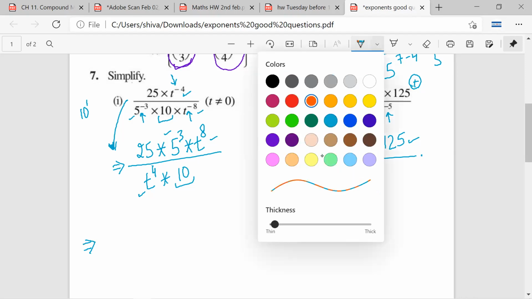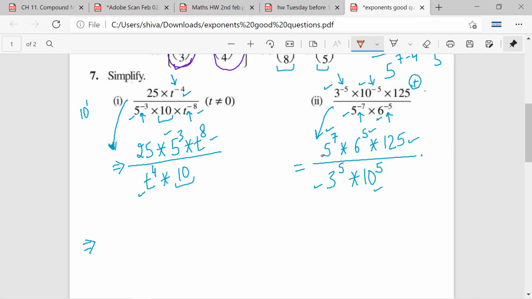So, after doing that, you can do the next step. Is this step okay? Yes. Aishwarya ji, is it okay? Yeah.